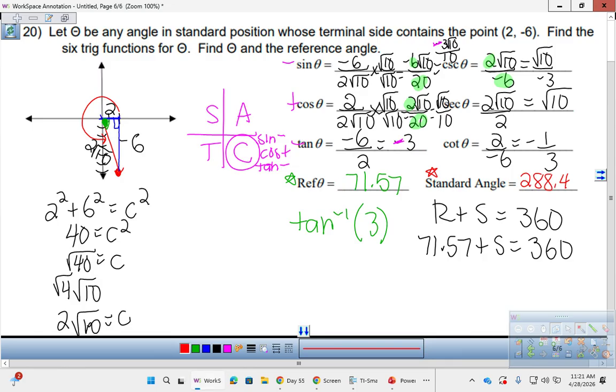Remember in the beginning I said, just kind of looking at it, it looks like it's going to be something really close to 270 because of how close it was to the axes. But I know it's going to be somewhere between 270 and 360. So that is, what do you guys think? It's a lot, but it kind of brings it all together.